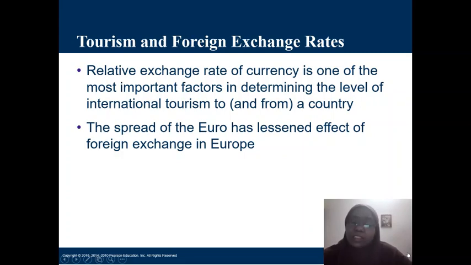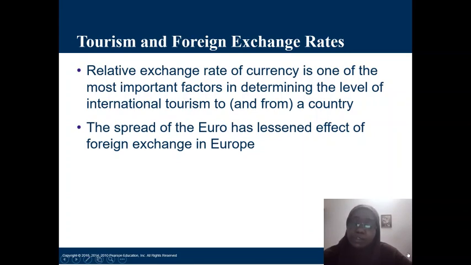Tourism and foreign exchange rates. Of course, there is a relationship between these two, especially at the international level, where you'll be having international tourists or visitors to a particular destination. So the relative exchange rate of currency is very, very important. In fact, it is one of the most important factors that determine the level of international tourism to and from a country.